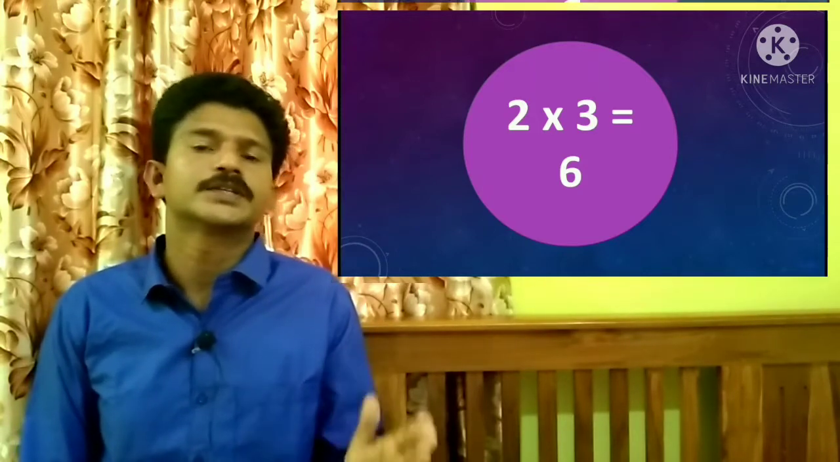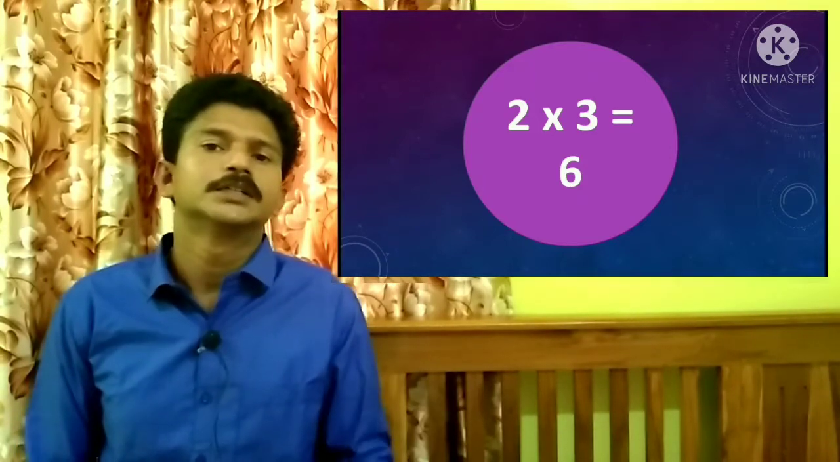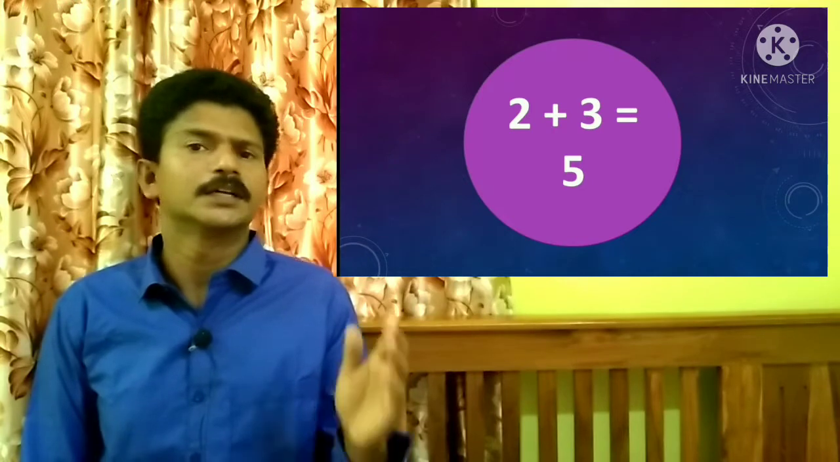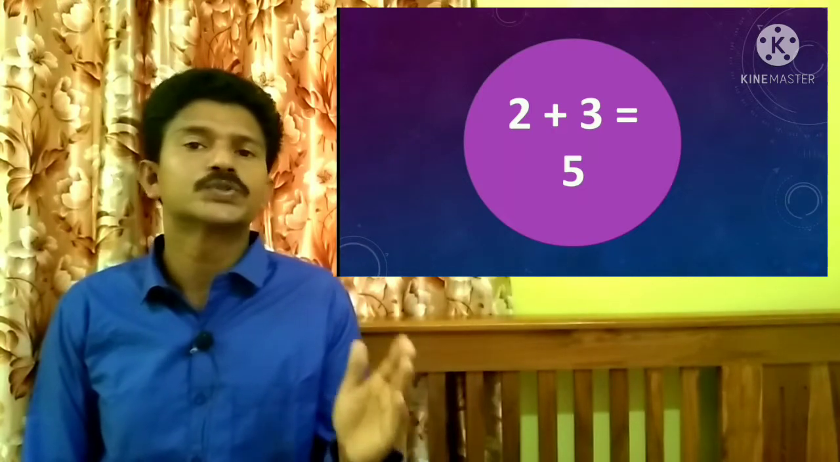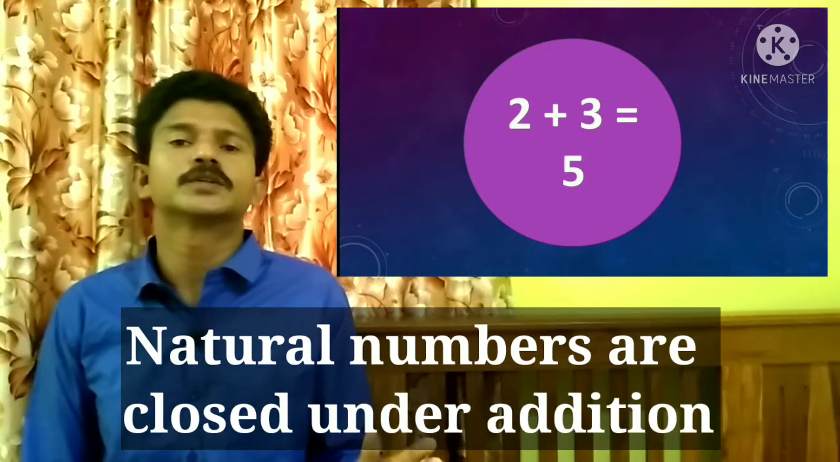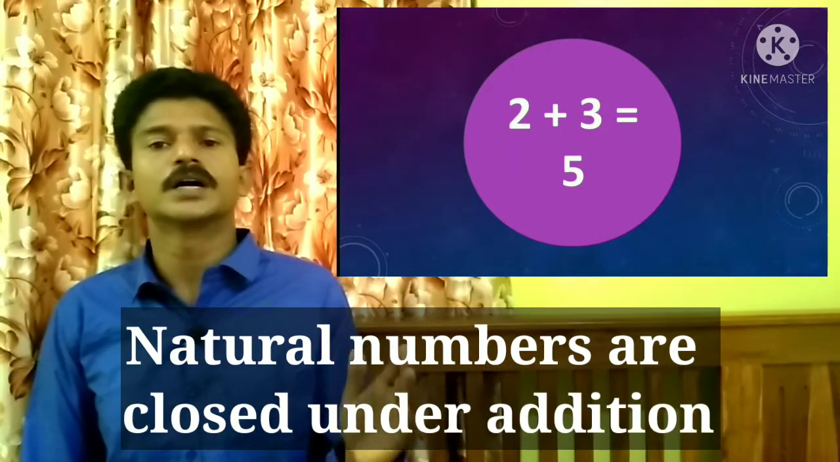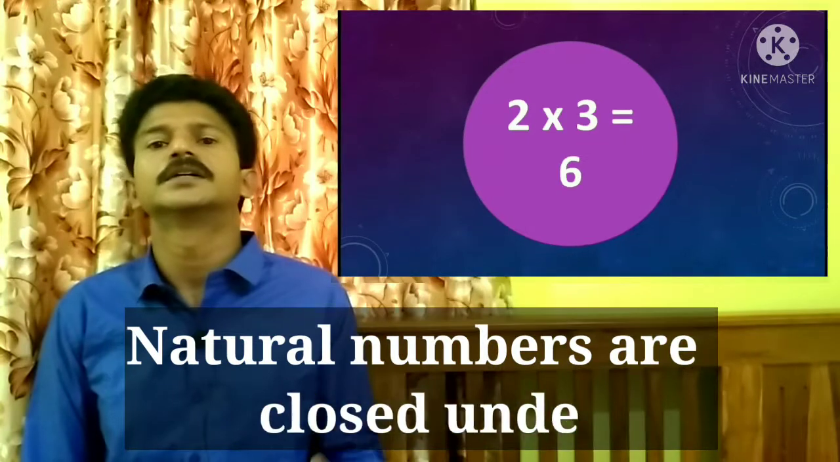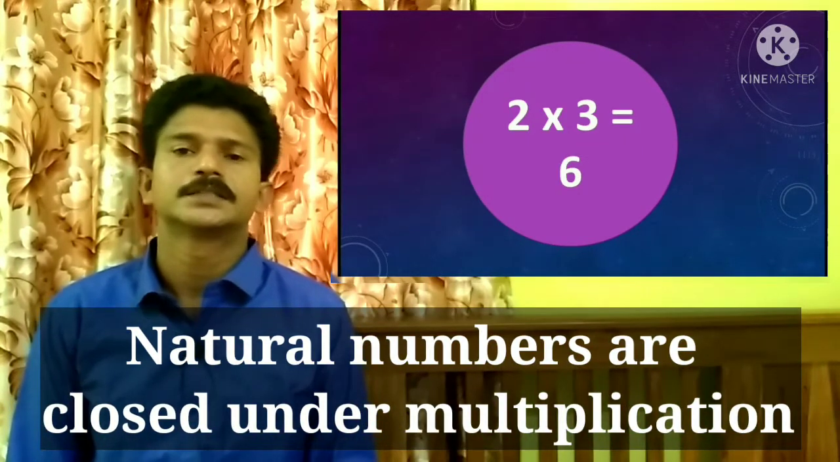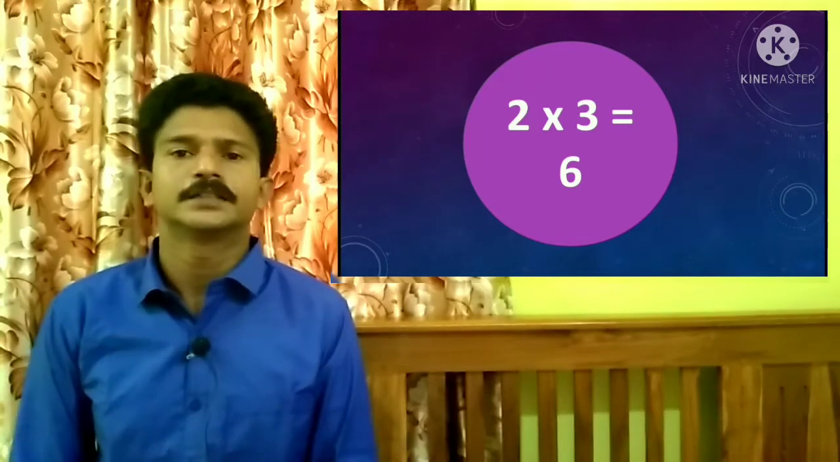From this, we can say that addition of natural numbers is closed, or we can say that natural numbers are closed under addition. In the same way, natural numbers are closed under multiplication. What happens when you subtract and divide natural numbers?